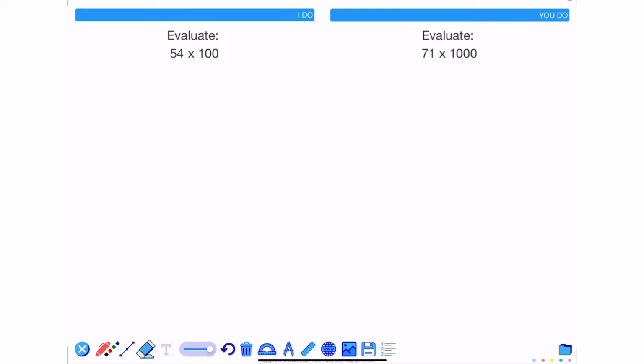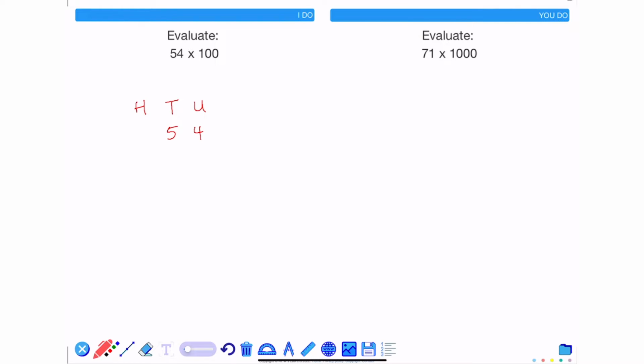In this video, we're going to take a look at the effect of multiplying by 10, 100, or 1000. Looking at the example on the left-hand side, I need to work out what 54 times by 100 is. To begin with, let's write 54 in its place value columns.